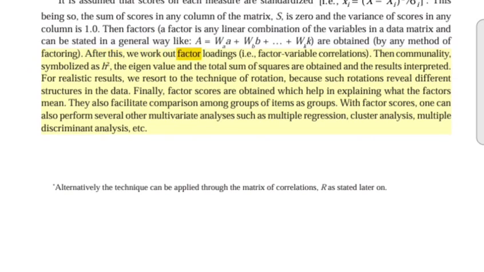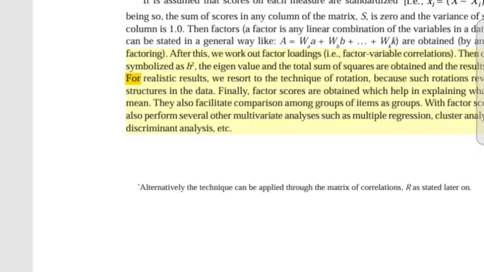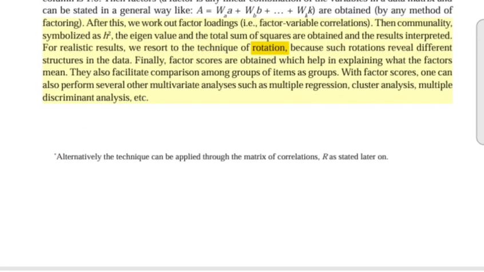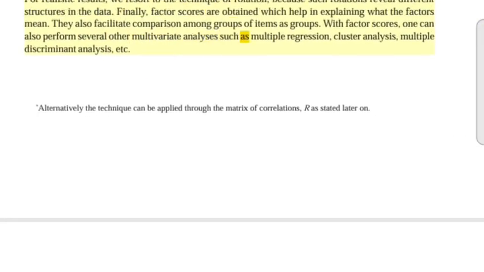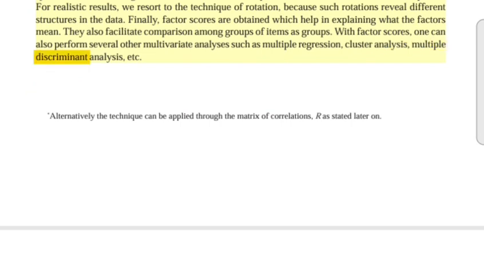After this, we work out factor loadings, i.e., factor-variable correlations. Then communality, symbolized as h squared, the eigenvalue and the total sum of squares are obtained and the results interpreted. For realistic results, we resort to the technique of rotation, because such rotations reveal different structures in the data. Finally, factor scores are obtained which help in explaining what the factors mean. They also facilitate comparison among groups of items as groups. With factor scores, one can also perform several other multivariate analyses such as multiple regression, cluster analysis, multiple discriminant analysis, etc. Alternatively, the technique can be applied through the matrix of correlations, R, as stated later on.